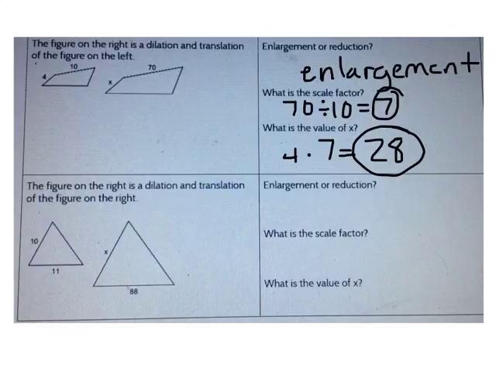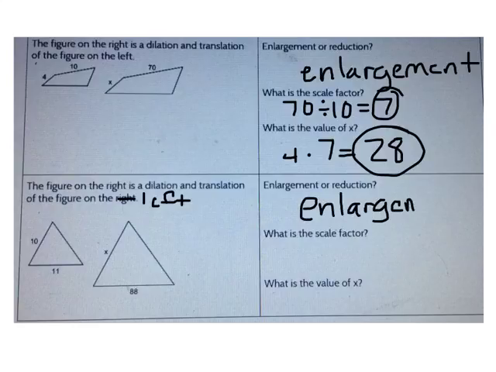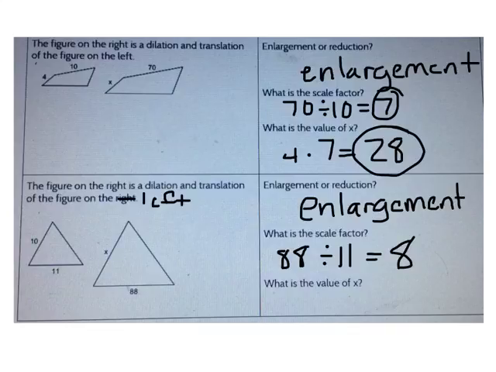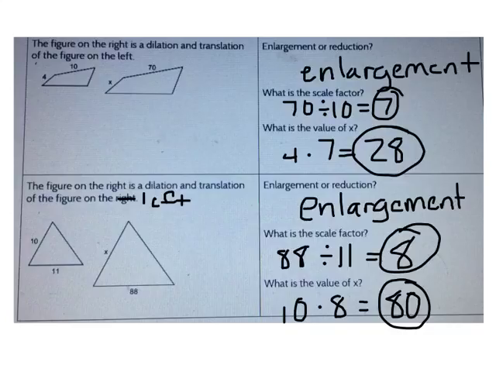Look at the next one. The figure on the right is a dilation and translation of the figure on the, that should say, left. Is the figure on the right an enlargement or a reduction of the figure on the left? It's an enlargement. So my scale factor will be greater than 1. What is the scale factor? The scale factor is 8. So what's the value of x? The value of x is 80. 10 multiplied times the scale factor of 8 is 80.